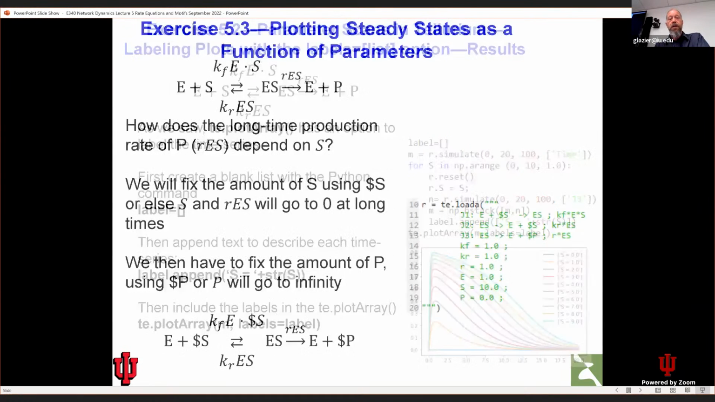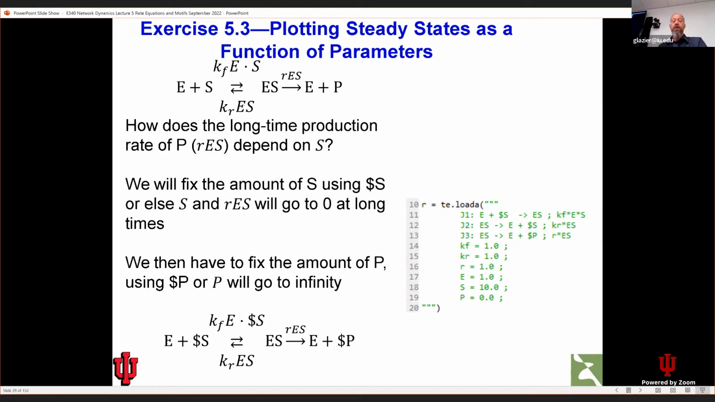But the thing that I did want to do, which was maybe more important, because people were having some trouble getting this to work, was plotting something that we need to do a lot, which is plotting steady states as a function of parameters.